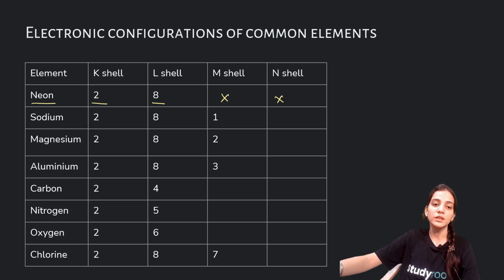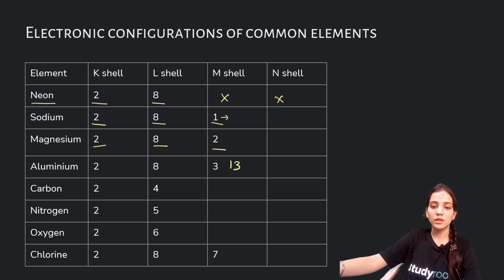So it is stable. Whereas sodium has 2 electrons in its K shell, 8 electrons in its L shell and 1 in its M shell. So it will have a tendency to lose this 1 electron. Magnesium has 2, 8 and 2 in its M shell. Similarly, in the case of aluminium, it's atomic number 13. So it will have 3 electrons in its valence shell.